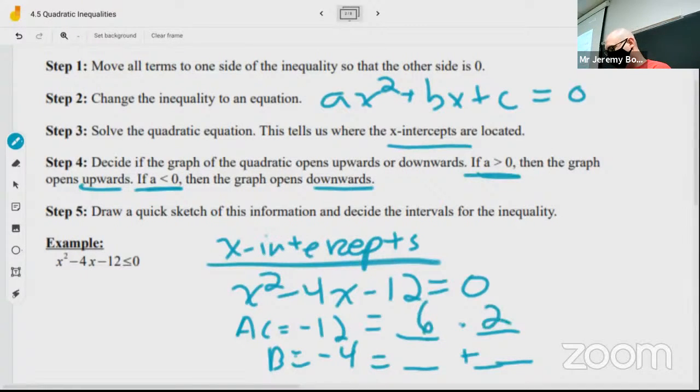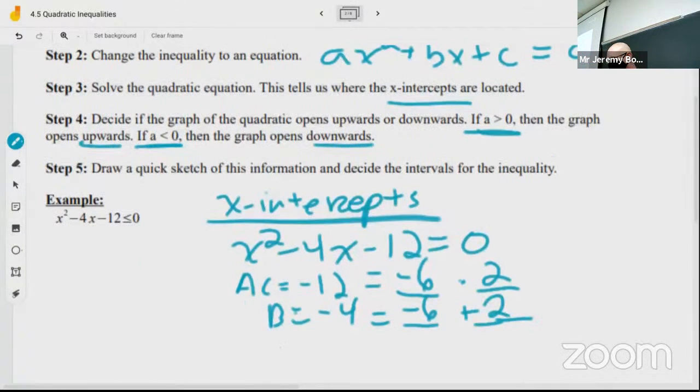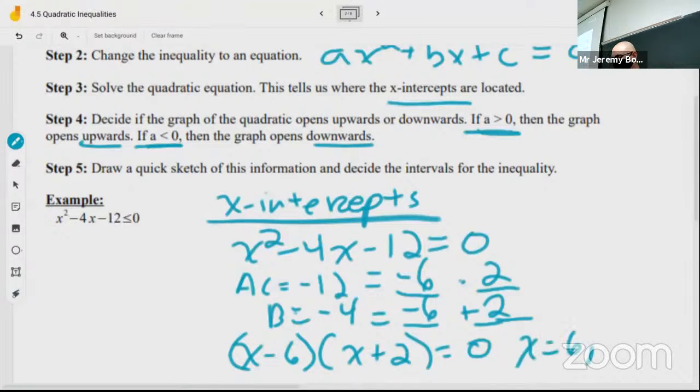Let's figure out which one needs to be negative, though. Negative 6. And so this is going to factor to x minus 6 times x plus 2 is equal to 0. And so that means that x is equal to 6 or negative 2. Any questions on that? All right, so that tells us where our graph is going to intersect the x-axis.